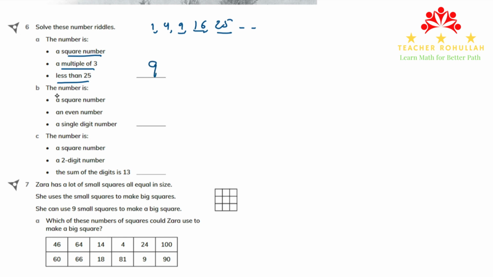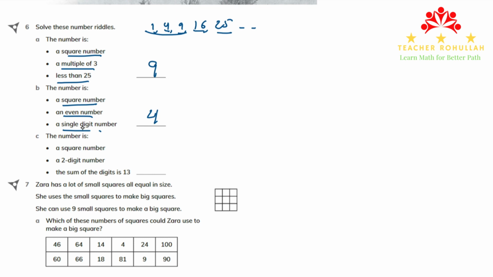Part B says, the number is a square number, an even number, a single digit number. It can be one of these 3 because they are single digit square numbers. Three of them are square numbers, but the one which is even is 4. So this number is 4.